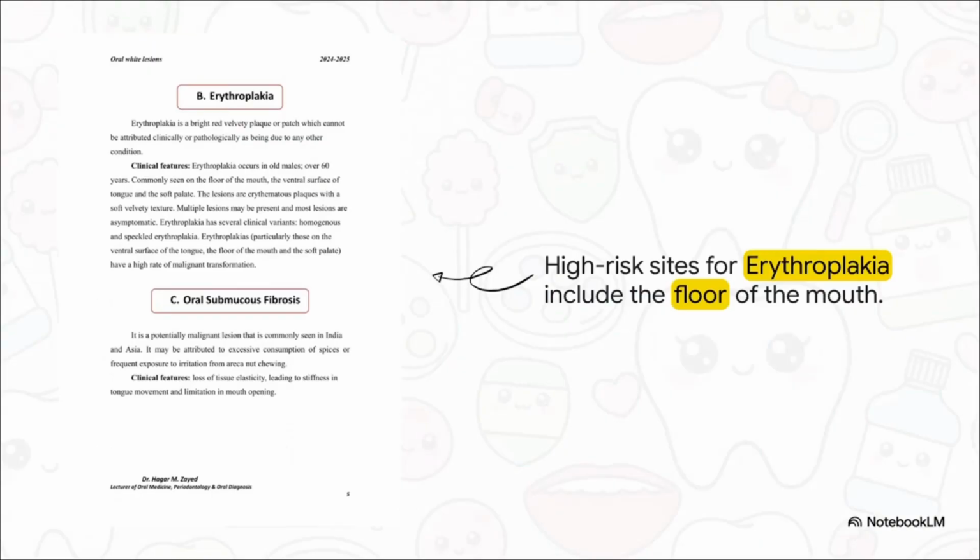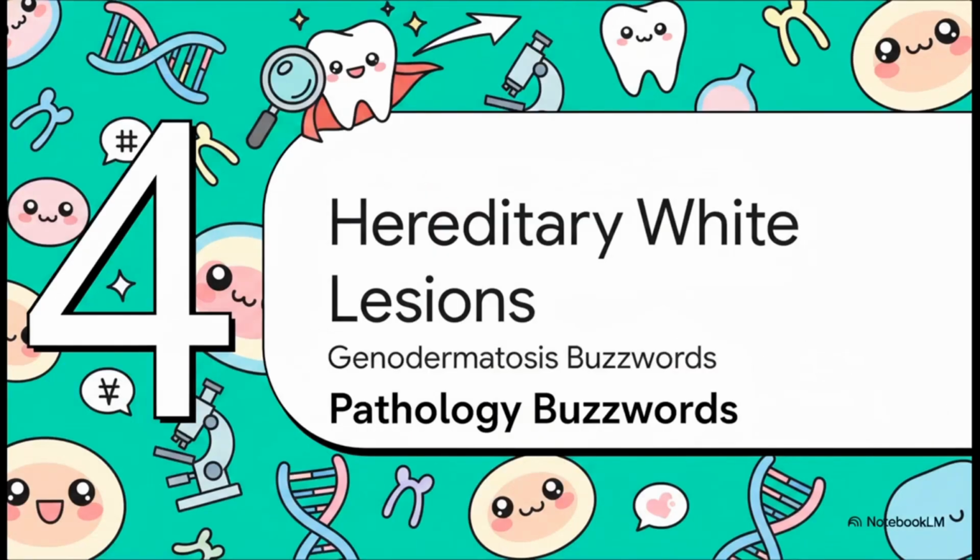Digging into the textbook definitions here, let's memorize those high-risk locations for erythroplasia. The text explicitly calls out the floor of the mouth, the ventral surface of the tongue, and the soft palate. If you see those specific locations combined with a red, velvety texture in an older male patient, well, it equals erythroplasia until proven otherwise.